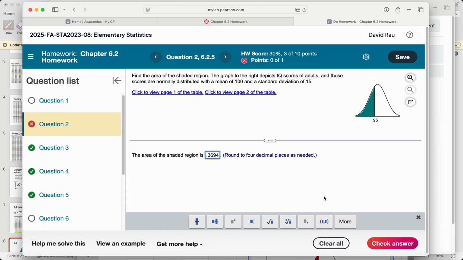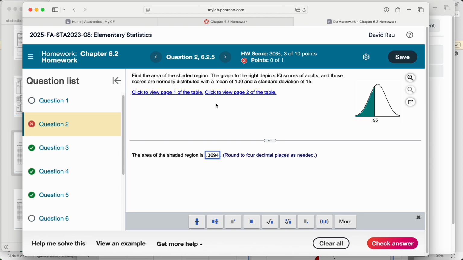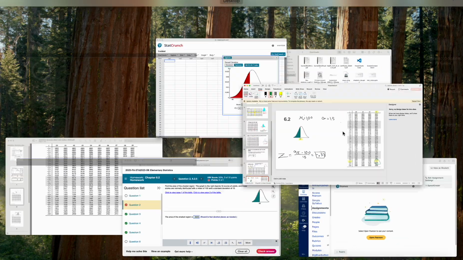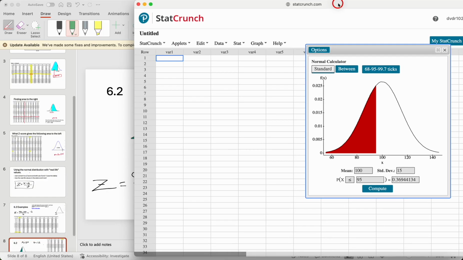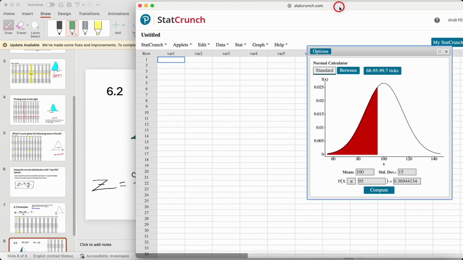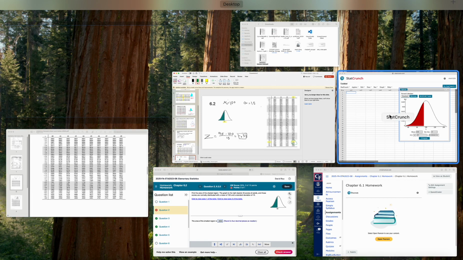0.3694. But your homework has some tolerance built in there. Wait, let me make sure I rounded right. Your homework has some tolerance built in to accept both of those answers because they're technically both right, whether you use the precise tool or the good enough table. 0.3694, yep. So let's check it, make sure it's right.